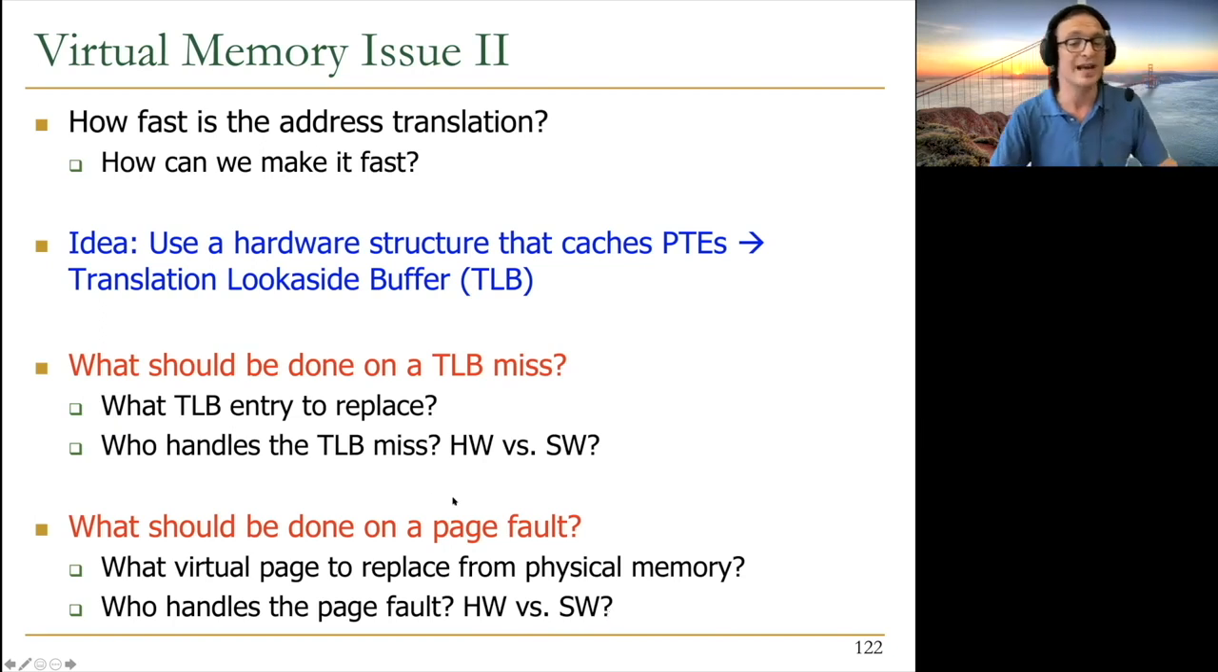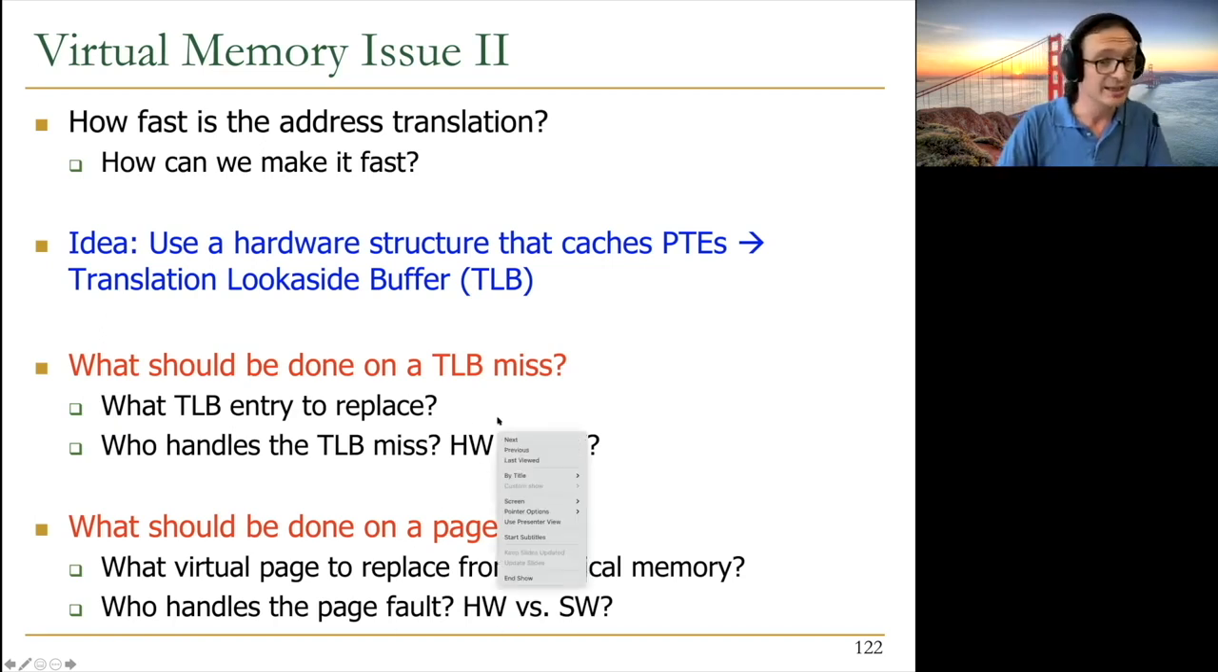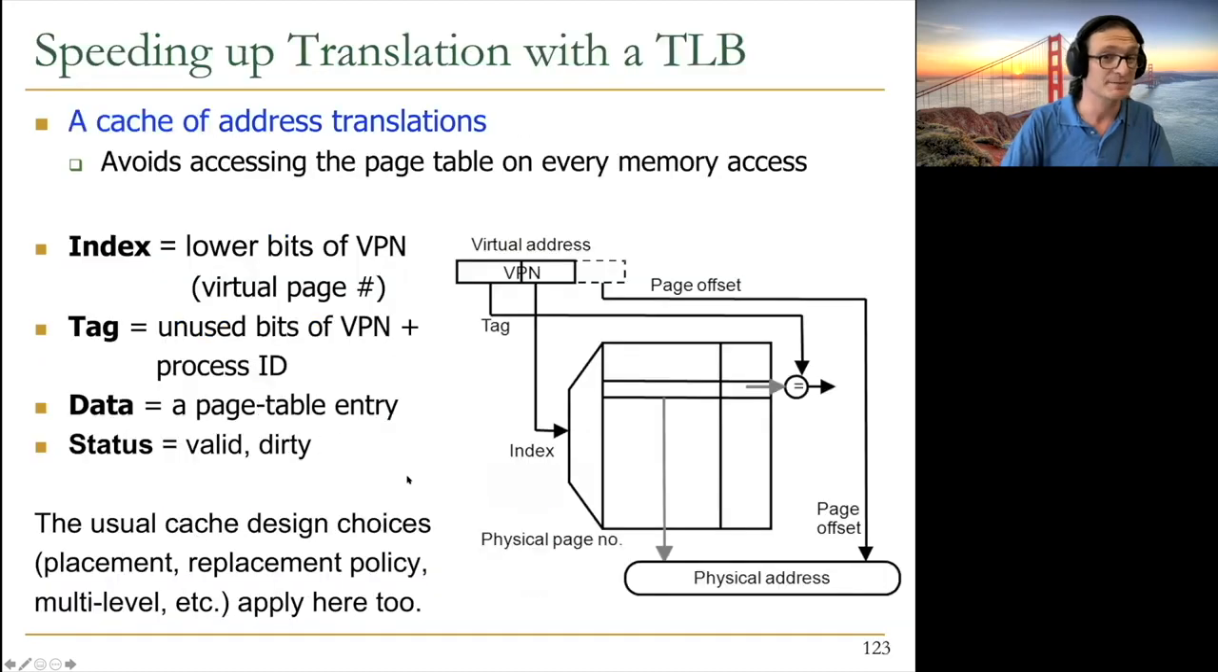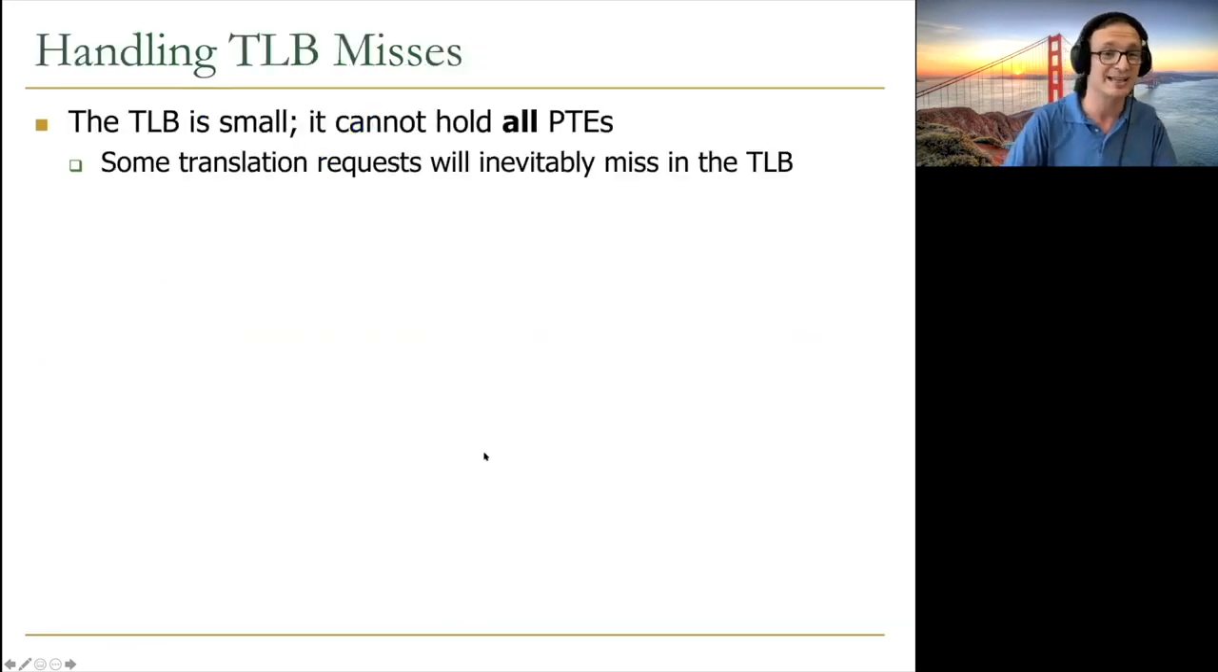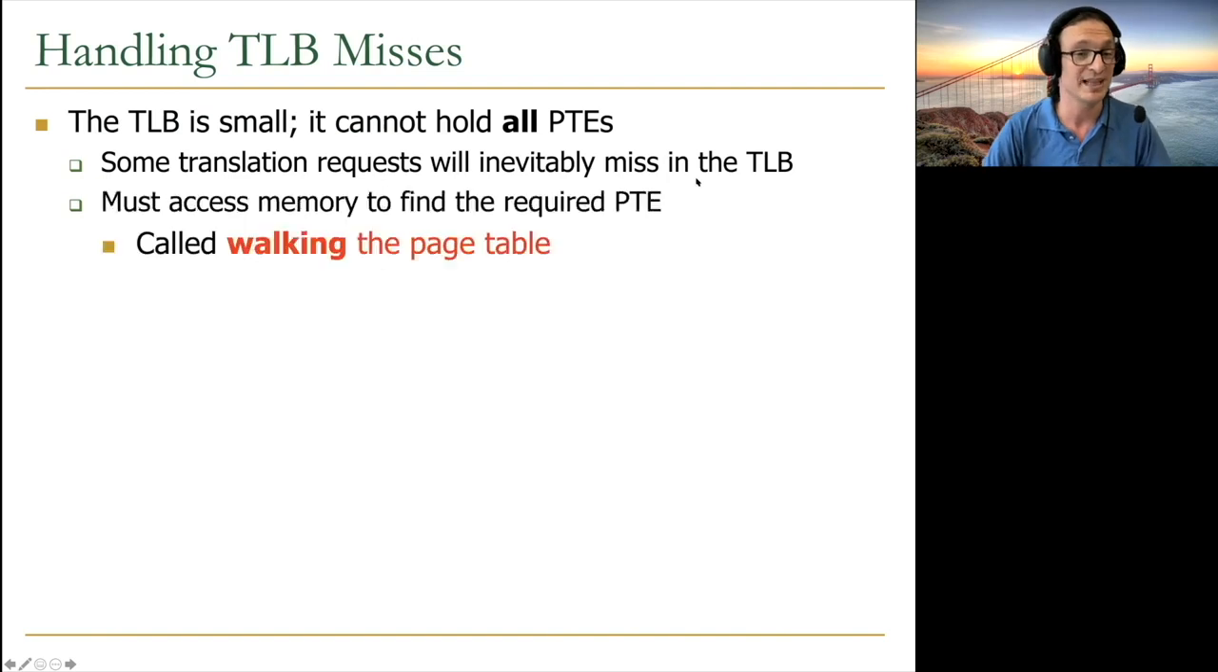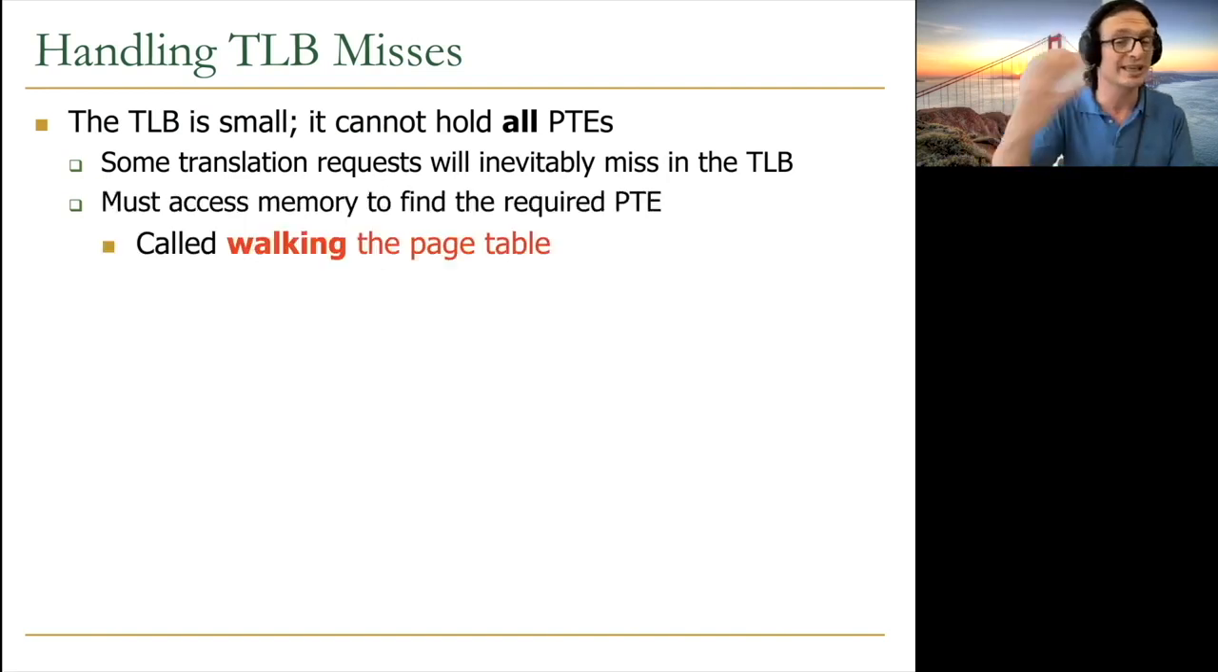You usually have an exception that leads you to a software handler, and the software handler decides what to replace and how to handle the page fault. Usually, hardware handles the TLB, but not always. Okay, we already discussed the TLB. This is a more generic explanation, so you can take a look at it. But basically, the TLB is small. It cannot hold all PTEs. Some translation requests will inevitably miss in the TLB. So you must access memory to find the required PTE. This is called walking the page table.